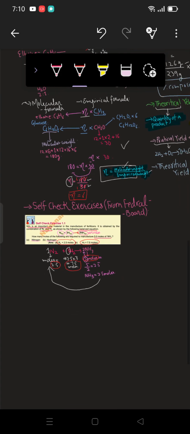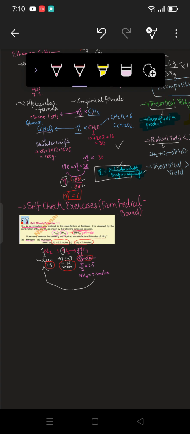In the next video we're going to solve the 1.2 self-check exercise, and gradually we'll be covering all the self-check exercises, as we have 5 self-check exercises in the federal book, and of course we're going to complete all of those. After those we're going to solve our MCQs, and then we'll start with another board. So this was all for today.